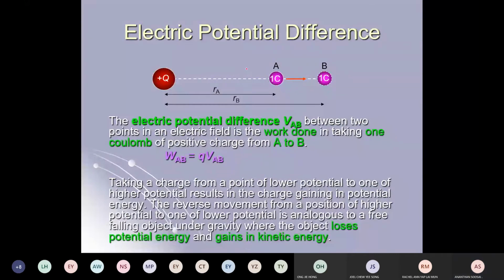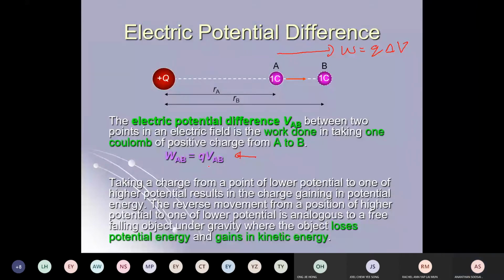So you see this diagram. A positive charge moves from RA to RB. The electric potential VAB between the 2 points in an electric field is the work done in taking the one coulomb of positive charge from A to B. Work done is QVAB. So what is the work done to bring it from here to here? How much is the work done? Work done is Q times the change in potential, as stated here.